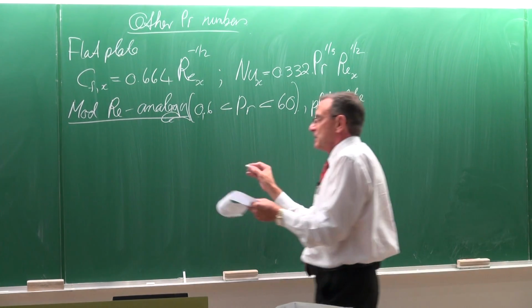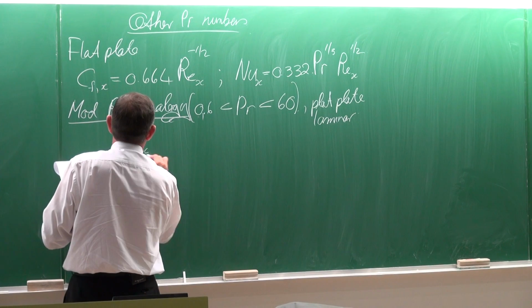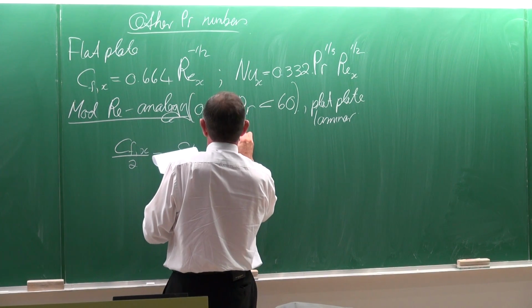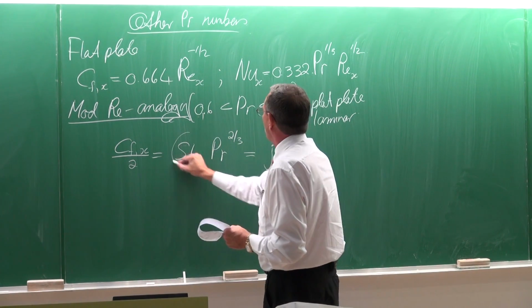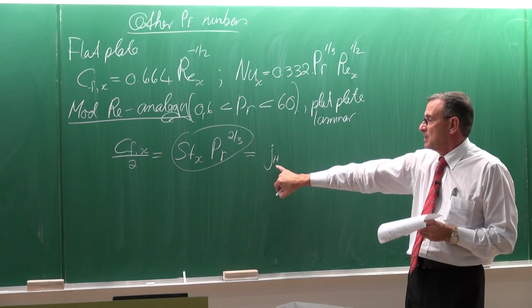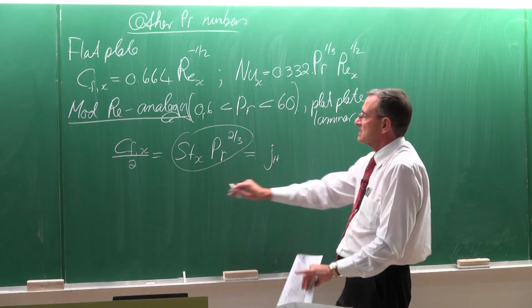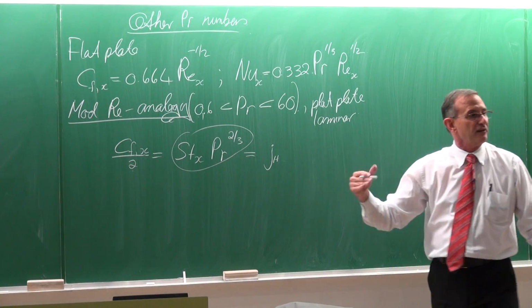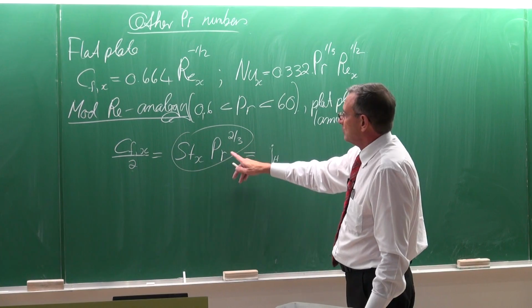And then it can be derived that Cf,x divided by 2 is equal to the Stanton number times Prandtl to the 2/3. This term on the right-hand side is also called the j factor, j sub h for heat transfer. What this analogy tells us is that if you take the friction coefficient divided by 2, you actually have the j factor, the heat transfer characteristics. j is equal to Stanton times Prandtl to the 2/3.